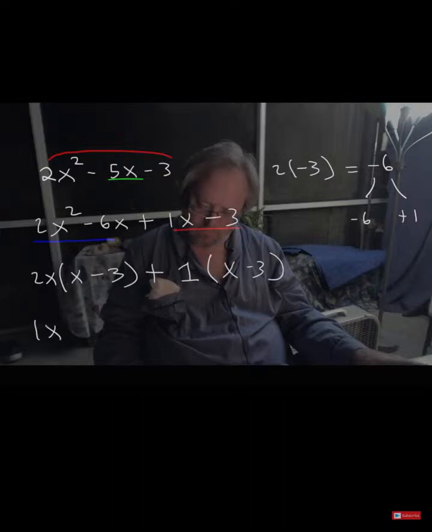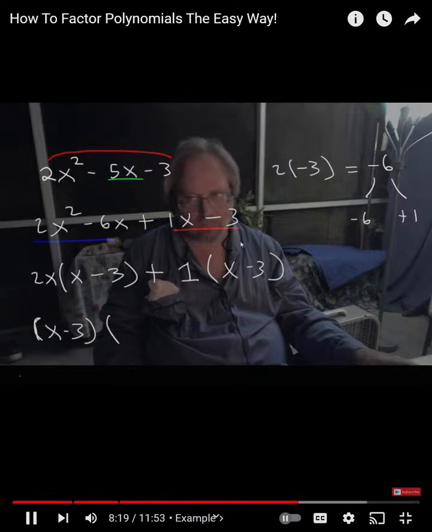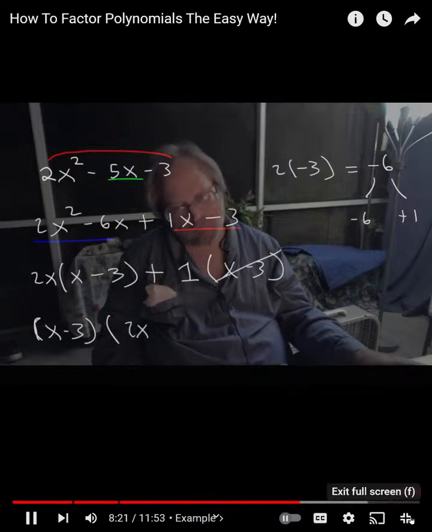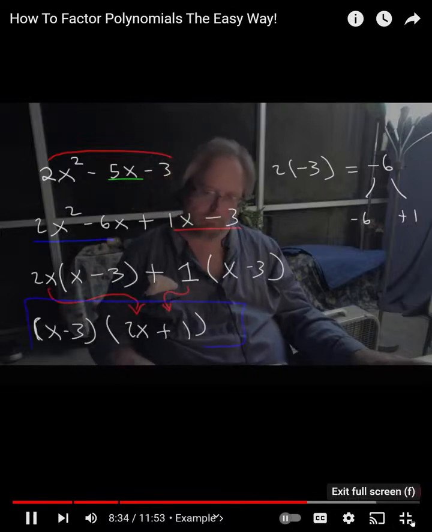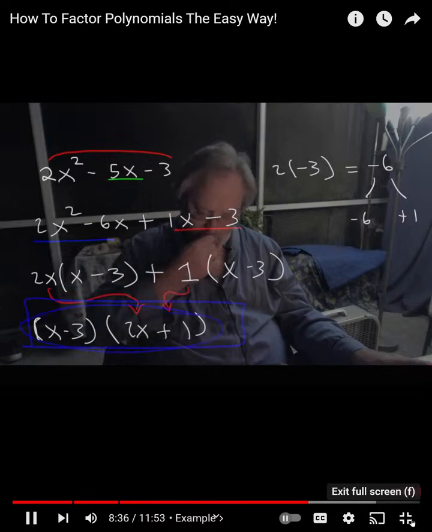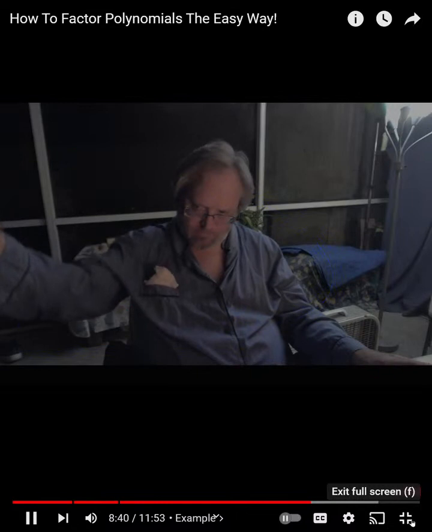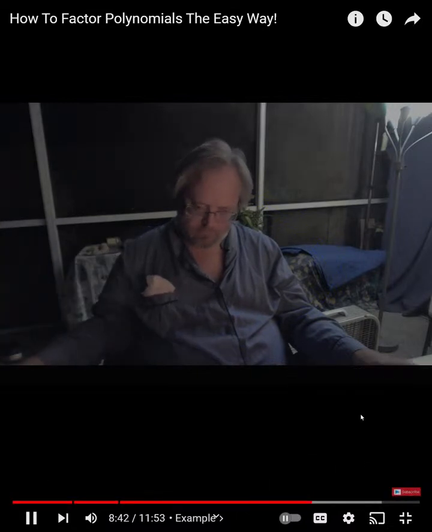So now, we're going to factor out x minus 3. If we take out x minus 3 from this term, we're left with 2x. If we take out x minus 3 from that term, we're left with plus 1. So the 2x goes here, and the positive 1 goes there, and this is the final answer. If you want to check the work, you can FOIL this expression, and it's going to give you what you started with in the beginning. Now let's try a similar example for the sake of practice.